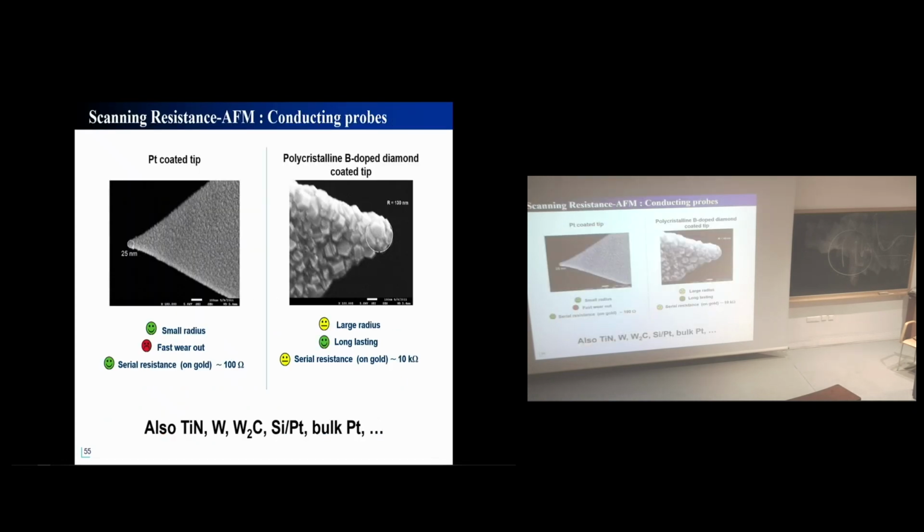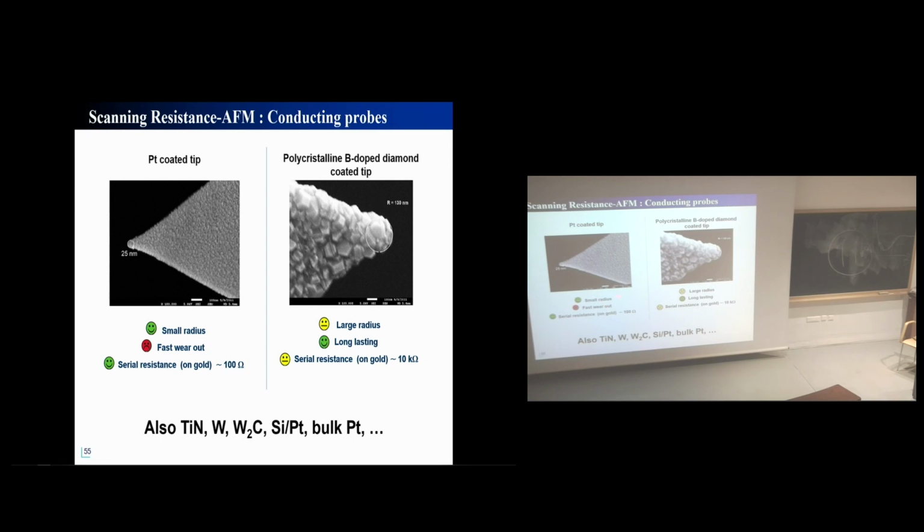The probes, the finger, always the probe. Okay, these are two typical conductive probes that are used in this mode. This is a platinum-coated tip. As you can see, the radius is pretty small. It is directly related to the thickness of the layer you deposit on your probe.